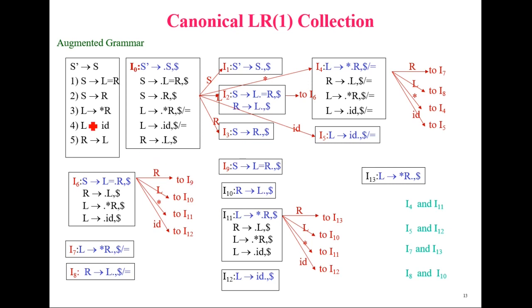Now I am going to explain how to construct canonical LR1 collection. This is the given input grammar. This is assignment grammar. I have added one extra rule, that is called augmented grammar, and the kernel item is S dash tends to dot S comma dollar. We are computing closure function for this kernel item. According to closure function, here we have dot and S. So S is after this dot, we have to add all the S rules.